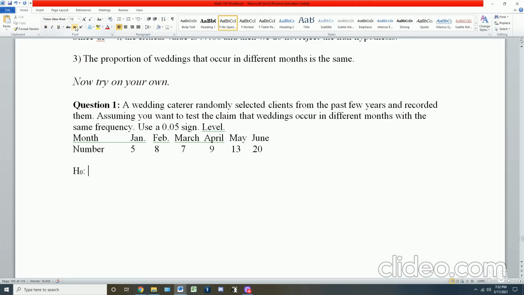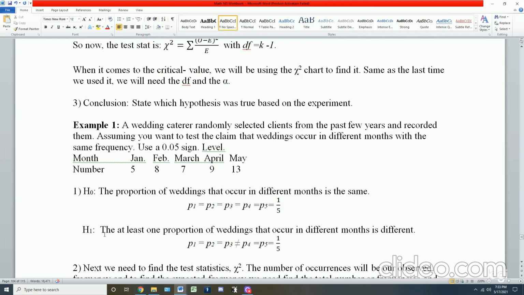So null hypothesis is the proportion is exactly that. The proportion of weddings that occur in different months is the same. So it's going to be the same as above since it's the exact same question. All I did was just add another category to it so you guys can practice with it. So this one is the same thing.